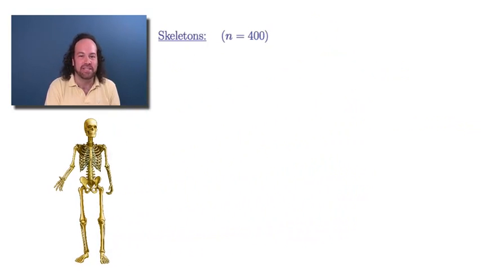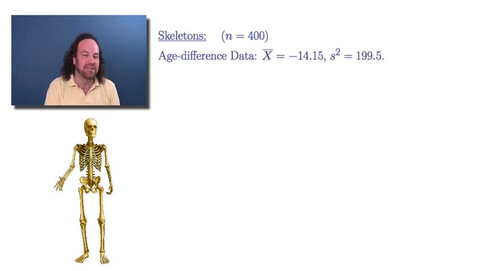Or for another example, let's consider again our old friends, the skeletons. In that case, we had 400 observations, so n was 400. For each one, we had the difference between the estimated age and the actual age at time of death, and the mean of those 400 different age differences turned out to be about minus 14.15. And the sample variance of those 400 observations turned out to be about 199.5. So what if we wanted a confidence interval for the true mean of the age differences?